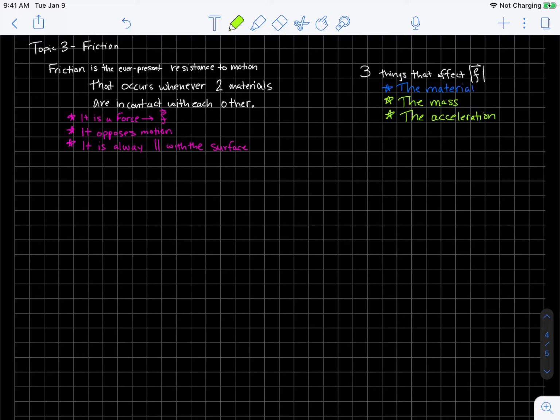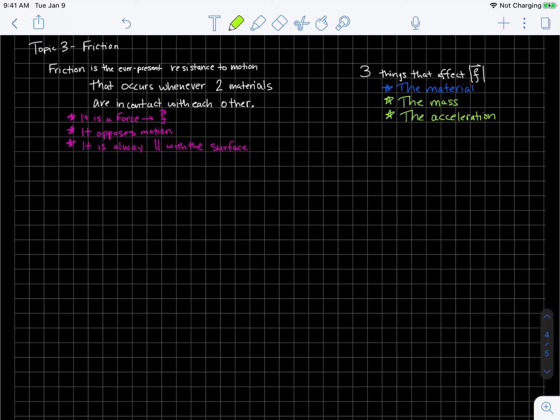Friction is a force. We use the lowercase f or script f with the vector symbol above it. It opposes motion, so it's going to go the opposite direction that you are applying a force or that the object is moving. And it is always parallel to the surface.